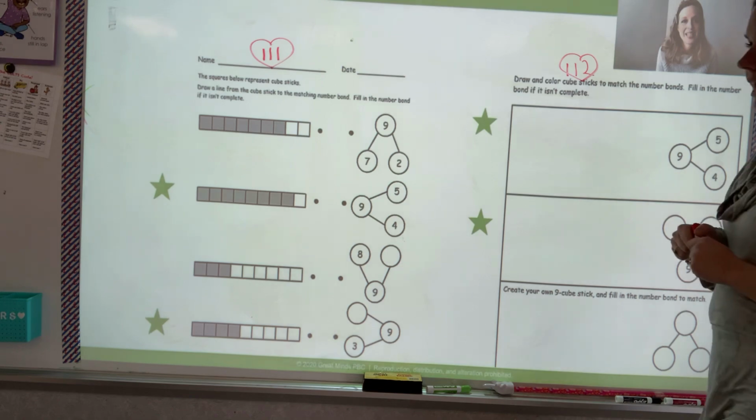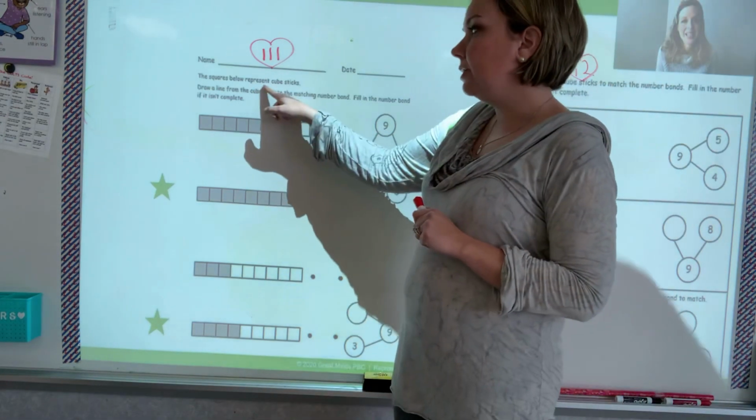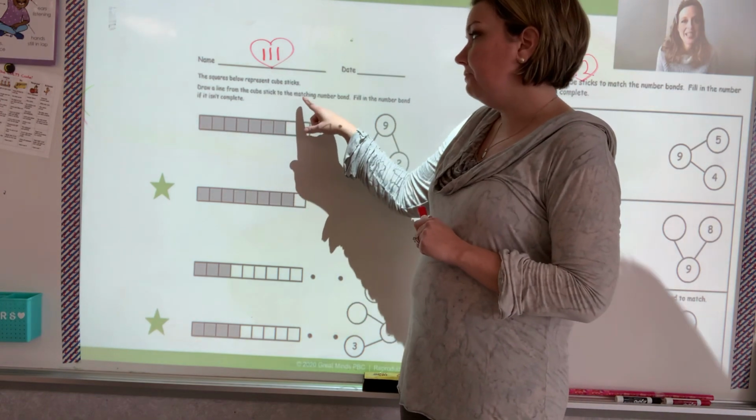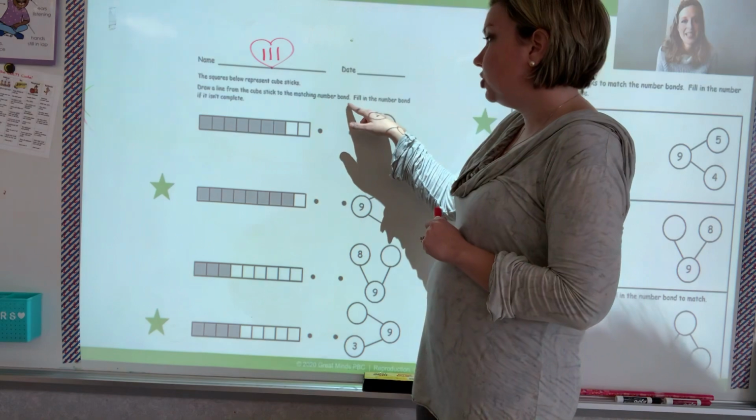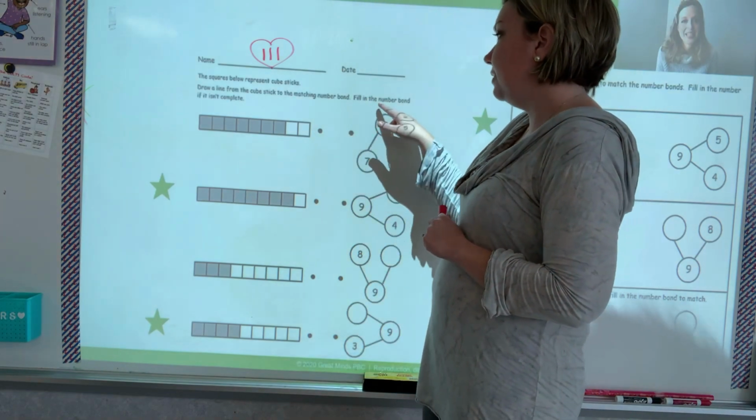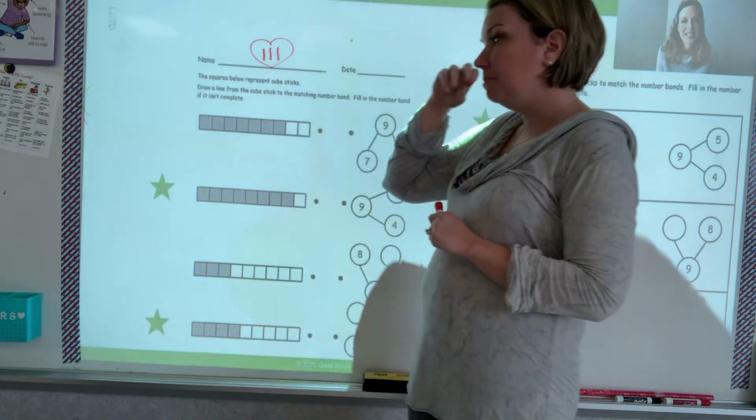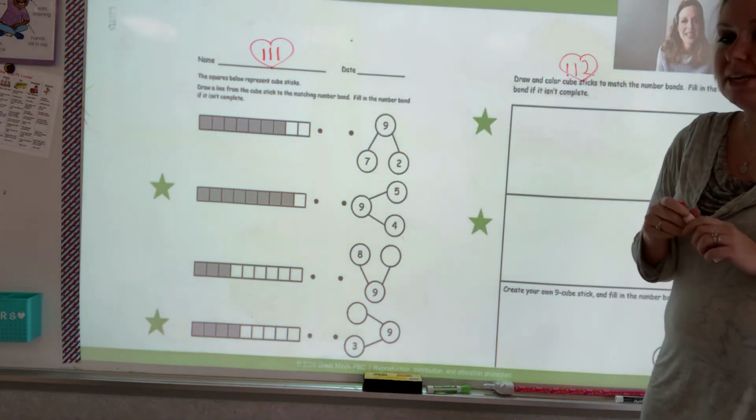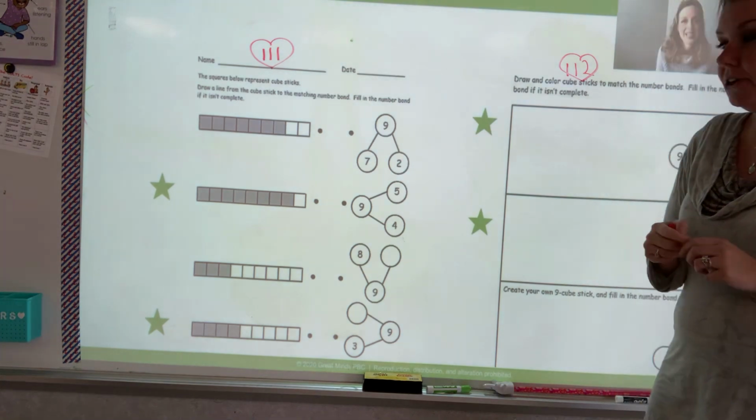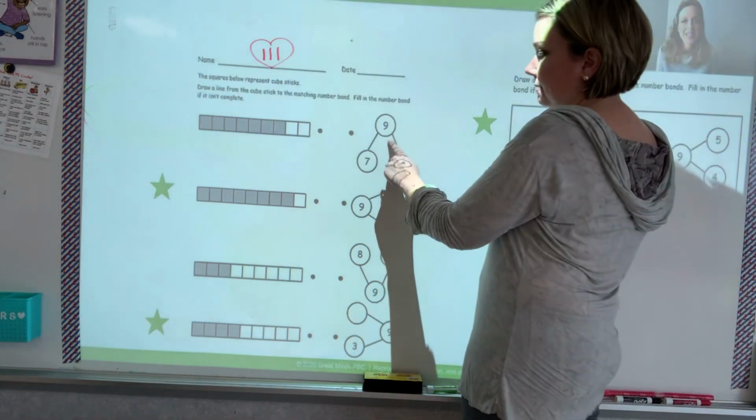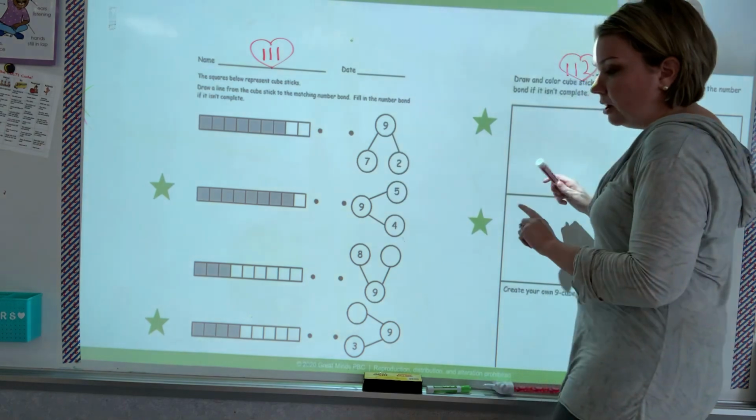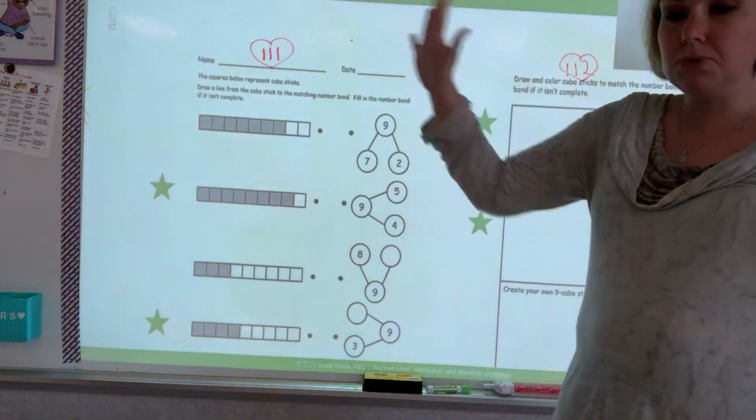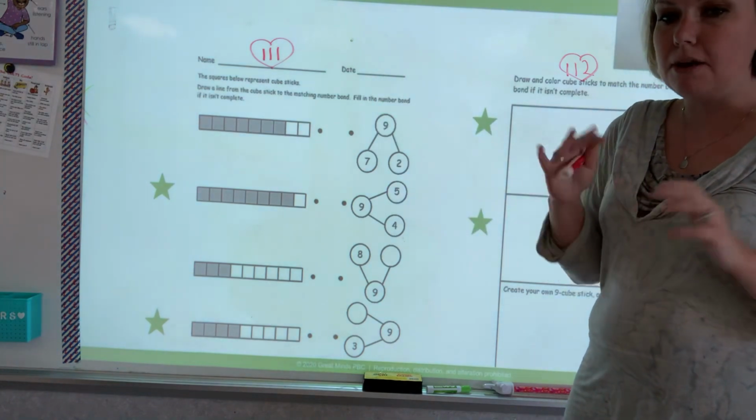The directions say the squares below represent cube sticks. Draw a line from the cube stick to the matching number bond. Fill in the number bond if it isn't complete. Oh my goodness, this can be tricky. Let's do this together. Look at our first one. Look at the number bond. All of our wholes, what do you notice about the whole? Someone raise their hand and tell me.